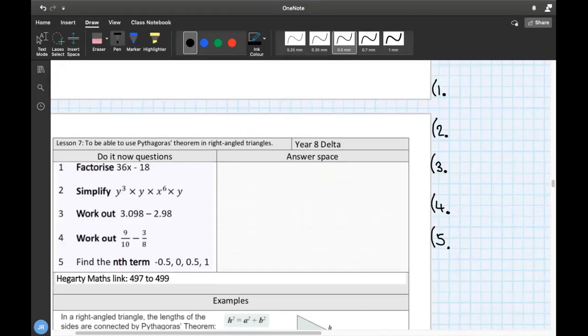Today we're looking at Pythagoras' theorem in right-angled triangles. If you haven't done so already, pause the video and have a go at the do it now questions.